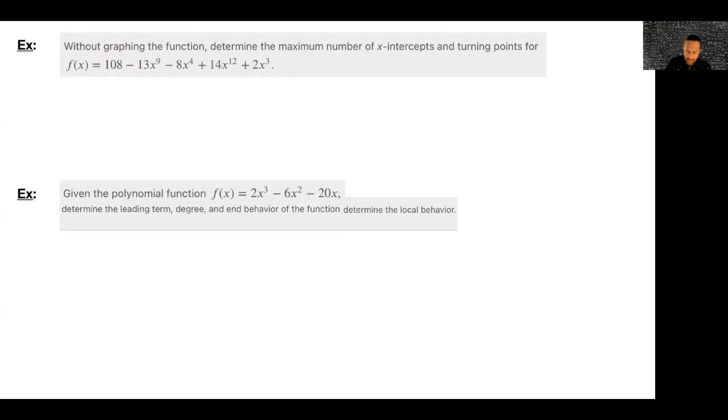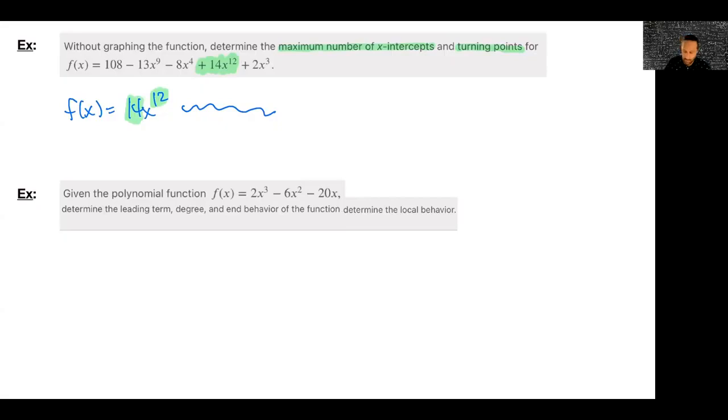If I was to rewrite this function, I would find the highest exponent first, which would be x to the 12th, and that's what I would write down first. Because all the other stuff in these polynomials, to answer these questions, which was find the maximum number of intercepts and turning points, that's the only one that actually matters. And not just its power, but also its coefficient.